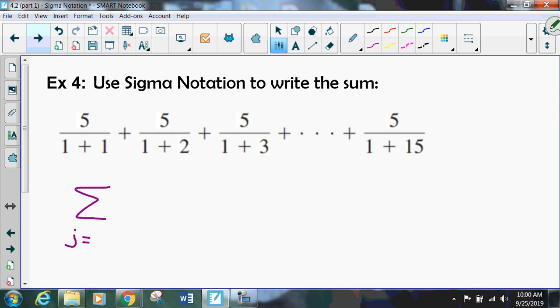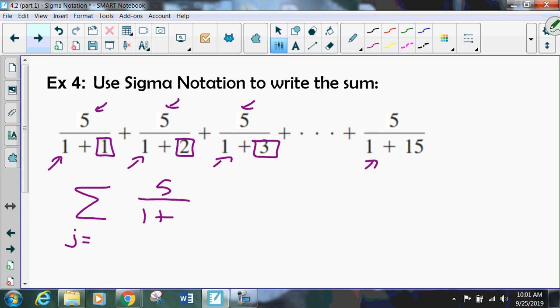So I look at the rule, and the rule, when I write it after the sigma, I'm going to take away that square so you don't think you need that. Every single term has that 5 in the numerator. Every single term has that 1 in the denominator and a plus, so we have that 1 plus. And then the thing that changes each time is the first time it's a 1, the second time it's a 2, the third time it's a 3. So this is the first term of my sequence, this is the second term, third term of my sequence.